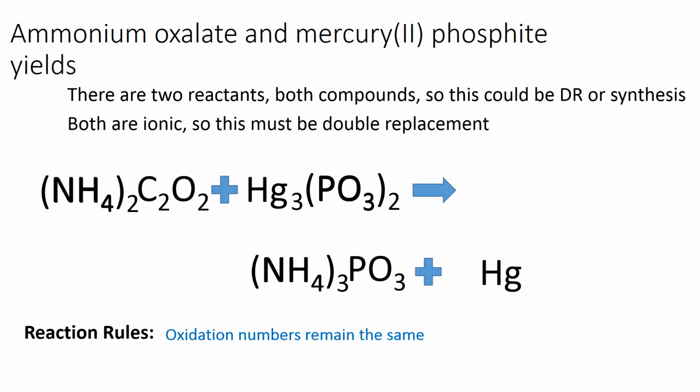Next, we write our mercury 2, and we put it with the oxalate ion, C2O4. Both of them have a +2 charge, and they cancel each other out, so this is the correct way to write this one.